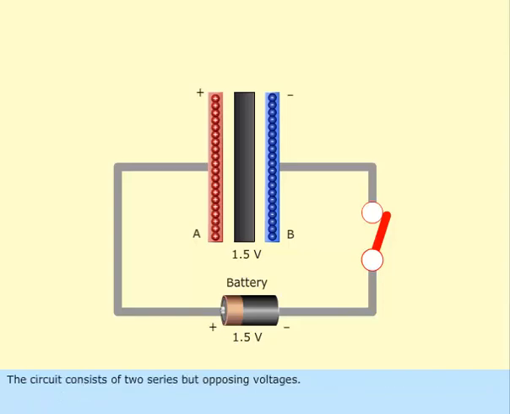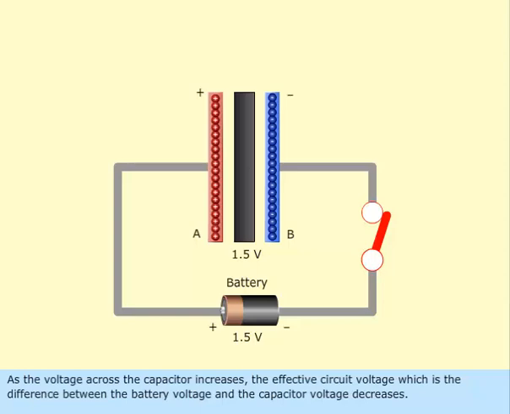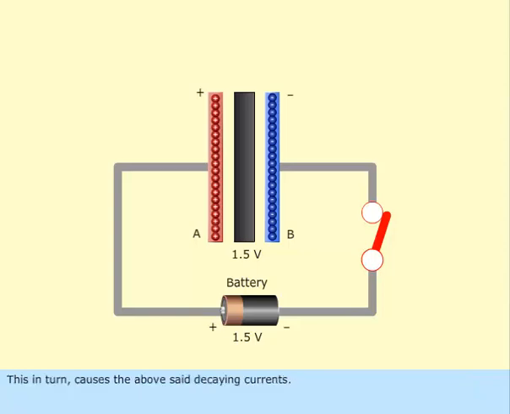The circuit consists of two series but opposing voltages. As the voltage across the capacitor increases, the effective circuit voltage, which is the difference between the battery voltage and the capacitor voltage, decreases. This in turn causes the above said decaying currents.